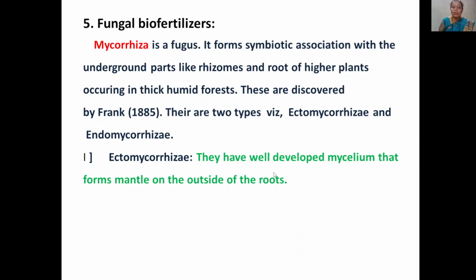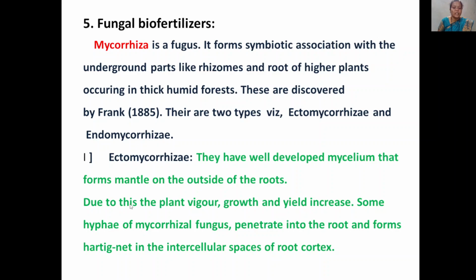Ectomycorrhizae have well-developed mycelium that forms a mantle on the outside of the roots. Due to this, the plant vigor, growth and yield increase. Some hyphae of the mycorrhizal fungus penetrate into the root and form a Hartig net in the intercellular spaces of the root cortex. Go to next slide.